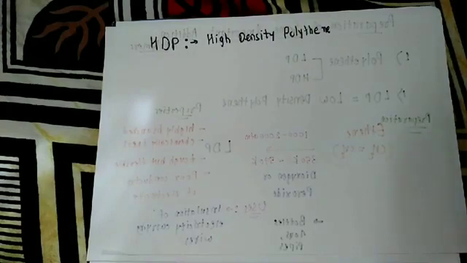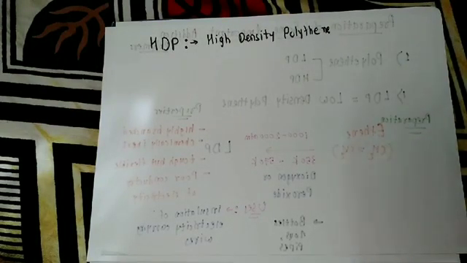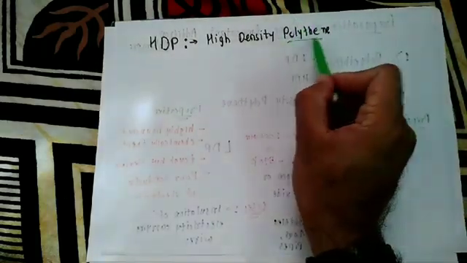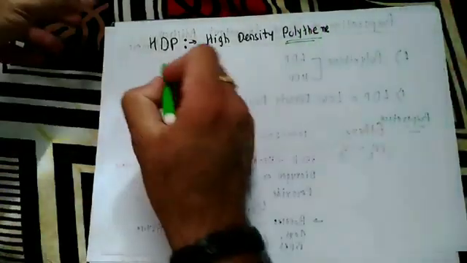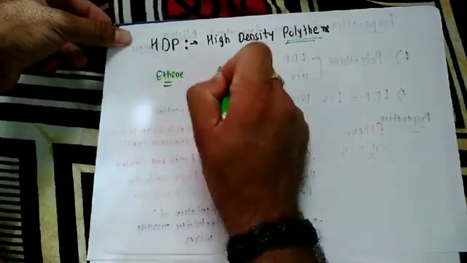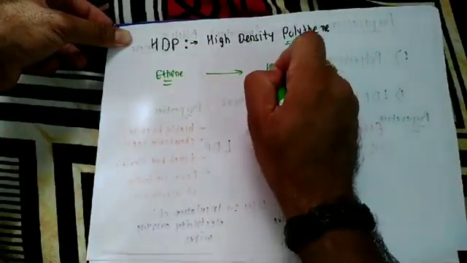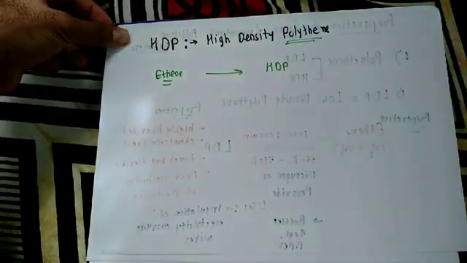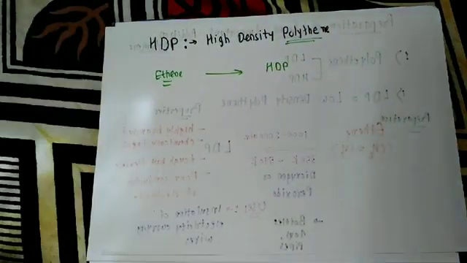So how is HDP formed? The monomer will be ethene only. Ethene will be converted into HDP. What are the conditions that are useful for the conversion of ethene to HDP?